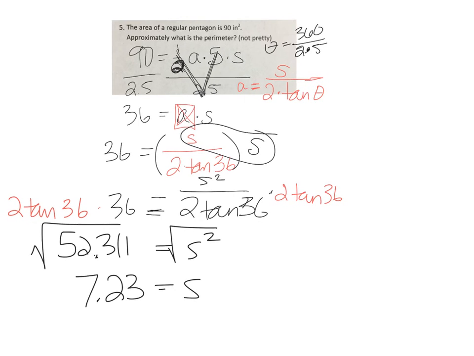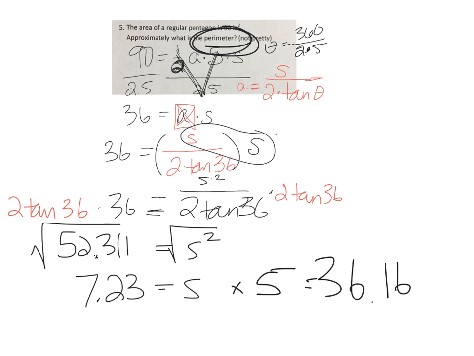Okay, and because I want perimeter, I'm going to times that by 5, and that will give me the perimeter of this pentagon, which is 36.16 inches for the perimeter.